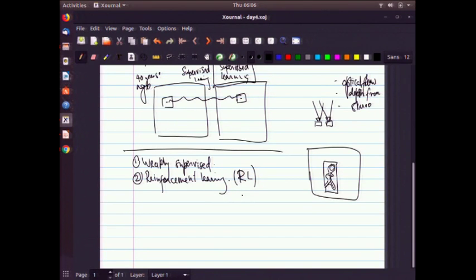RL, reinforcement learning, is this game. Have you seen this game like bricks, where you have bricks here? It's a very popular game, right? And then you have a ball that drops, and you move this paddle left and right. So one of the things that brought RL into the news was what some people did.